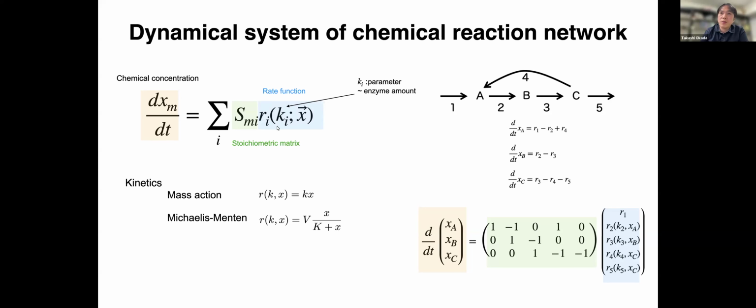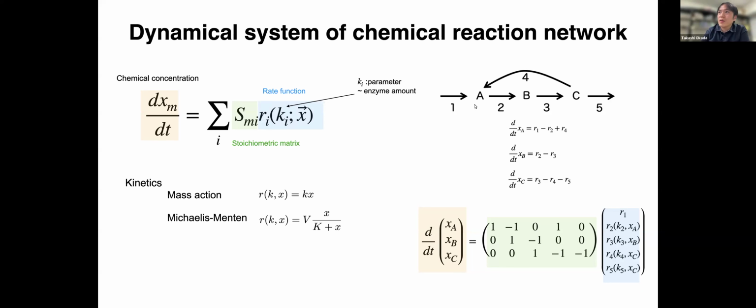For example, in the context of a metabolic network, each reaction is catalyzed by enzymes. So Ki represents the enzyme activity or enzyme amount that catalyzes reaction i. Finally, this matrix S is the so-called stoichiometric matrix, and it represents how many molecules are consumed and produced at each reaction step.